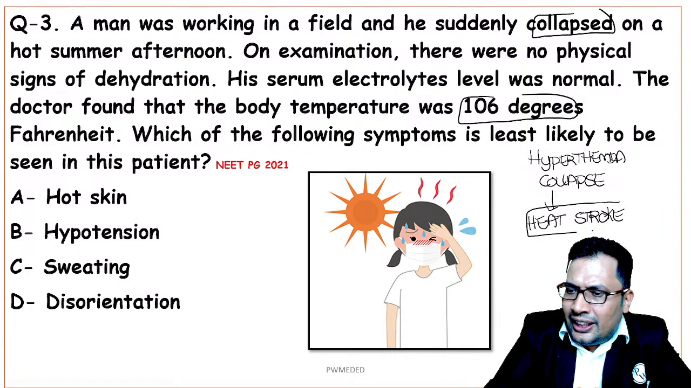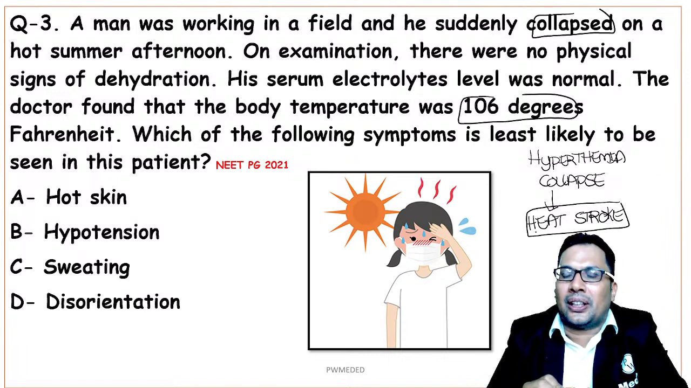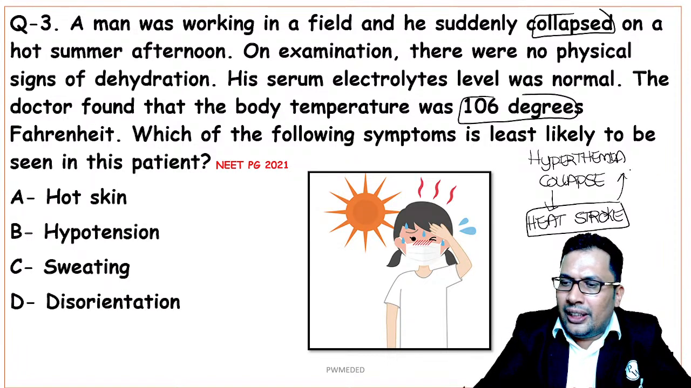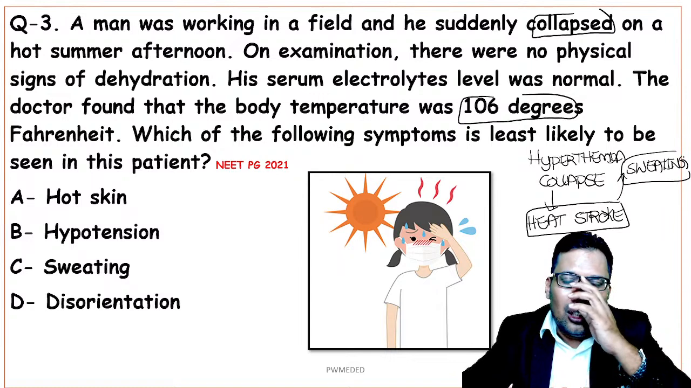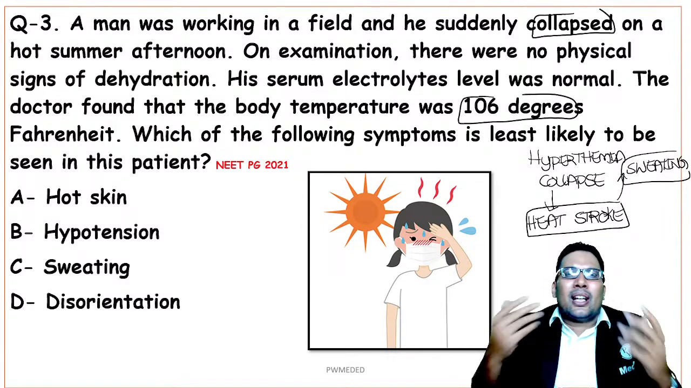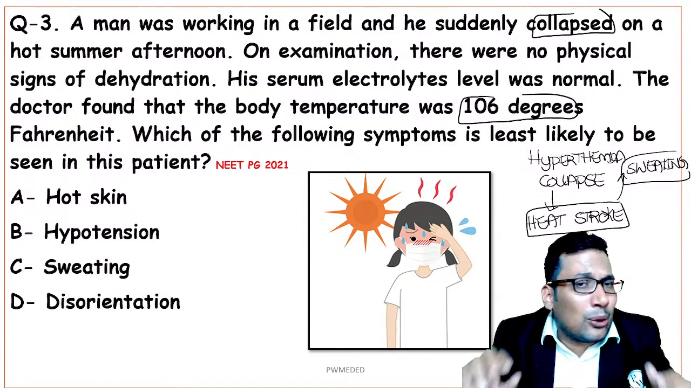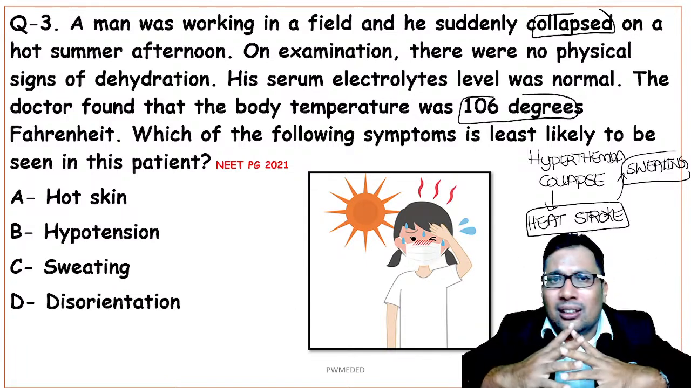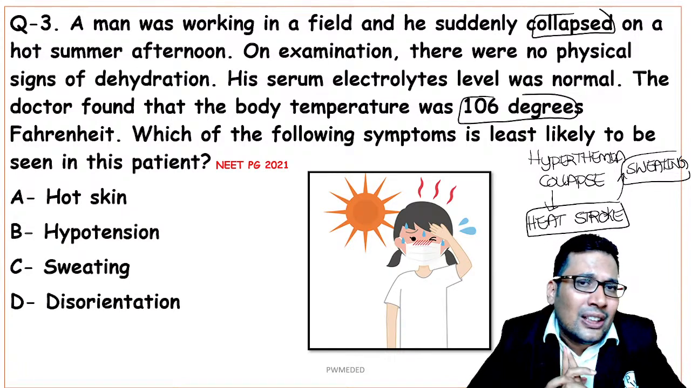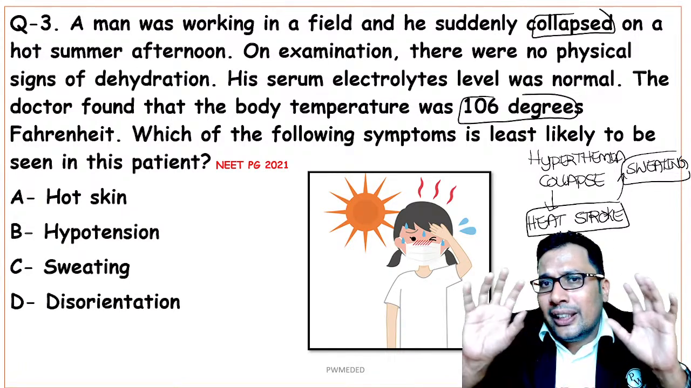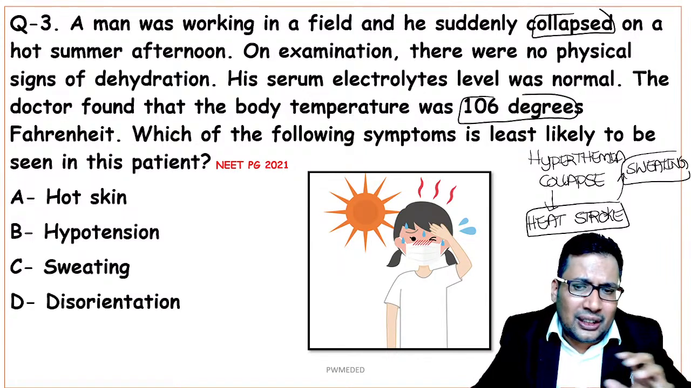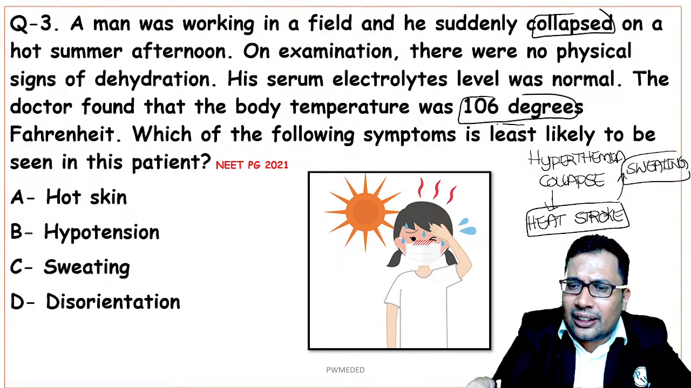So remember, in heat stroke, sweating is absent. What is absent in heat stroke? Sweating is absent. What happens when body temperature is more than 106, 107? There is a failure of the hypothalamus. The higher center present in the hypothalamus is not working, so there won't be any sweating. So the answer for this question, least likely to be seen, remember.